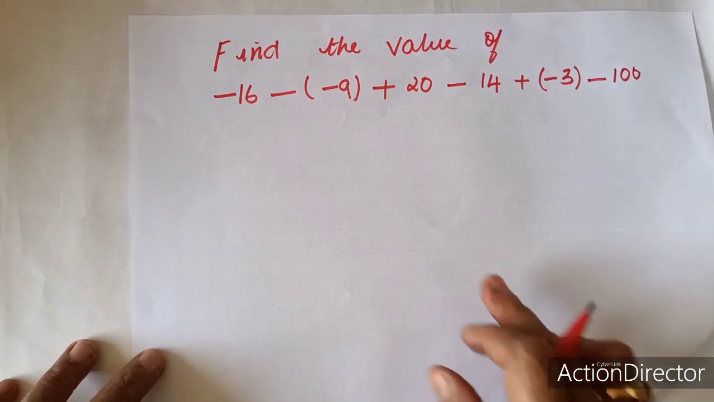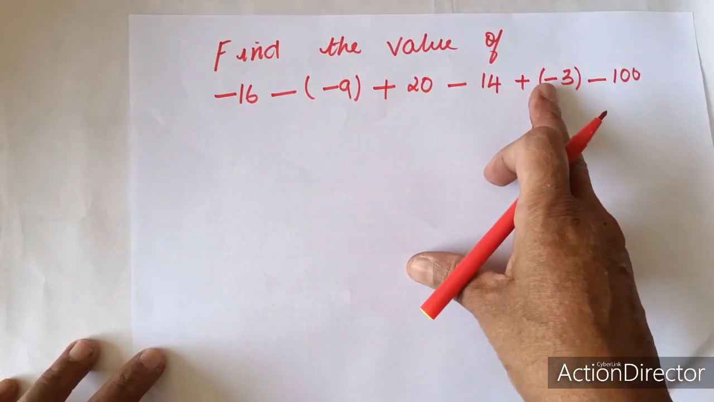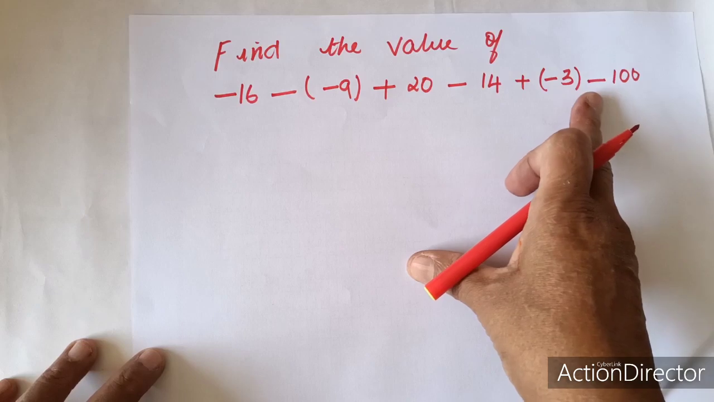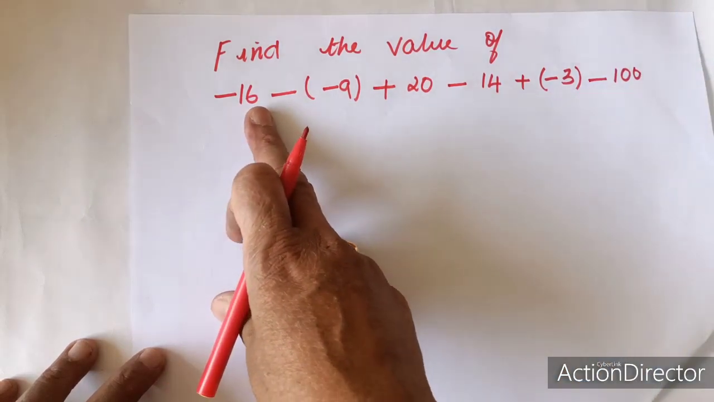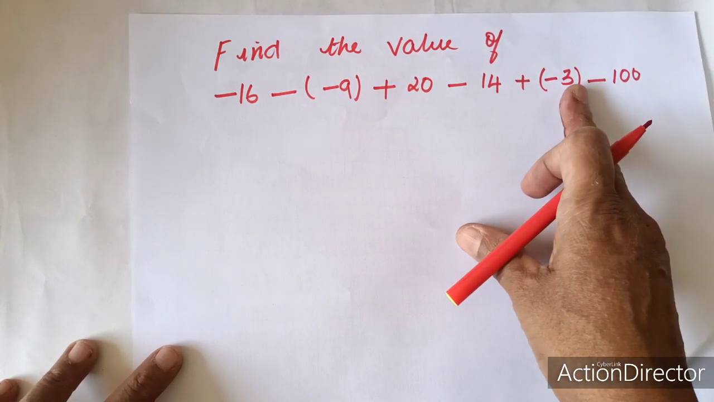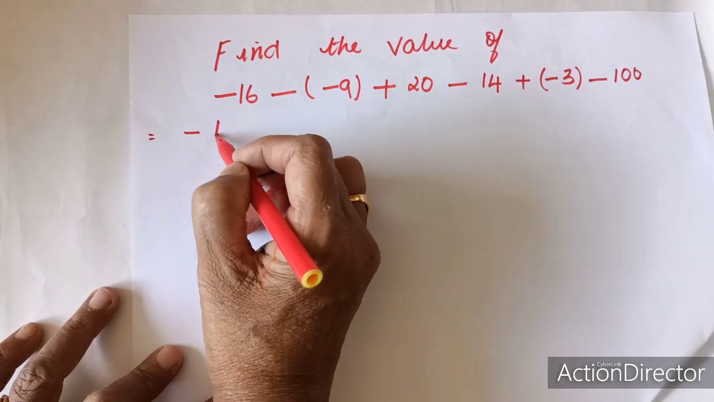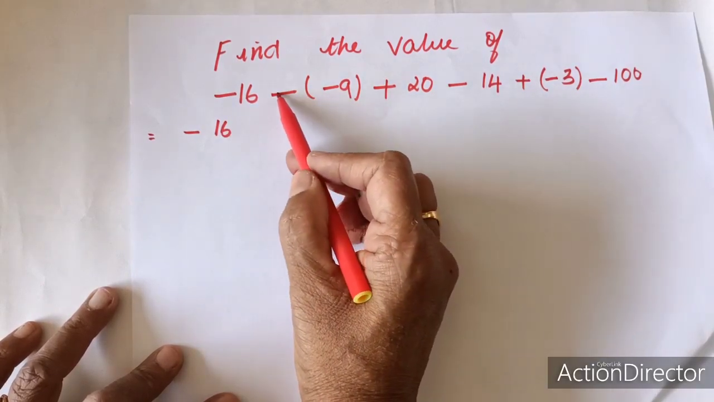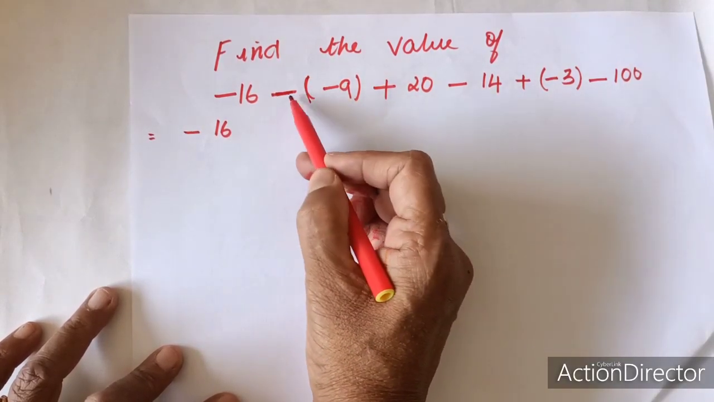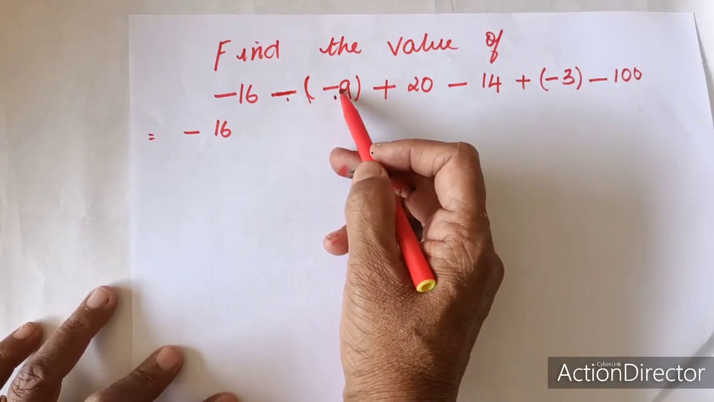Moving on to the next sum, simplification. By seeing the brackets and negative sign, you should not be scared. We will do it step by step slowly. Whenever you find brackets, the first step is always to remove the bracket. So let us remove the bracket. Minus 16. Yesterday itself I told you, whenever there is a minus sign outside the bracket, it is the additive inverse of this number. So what is the additive inverse of minus 9?